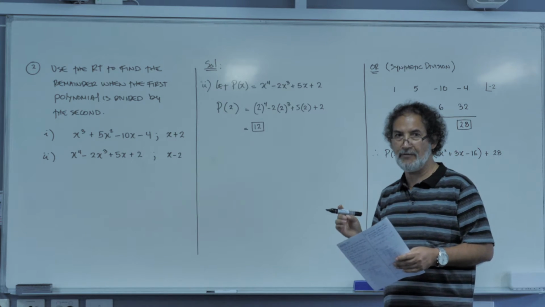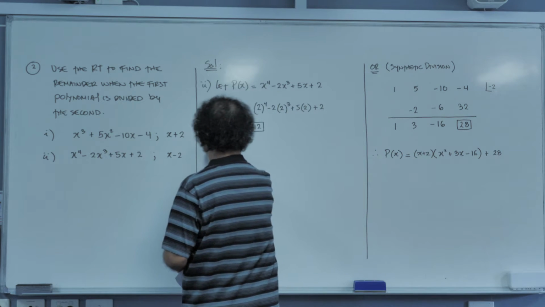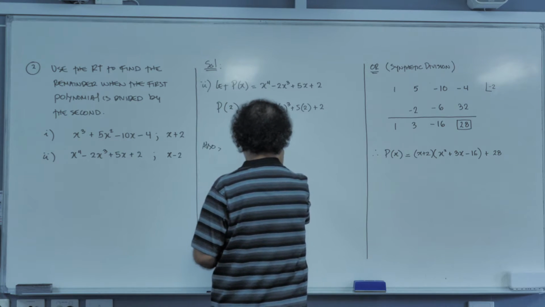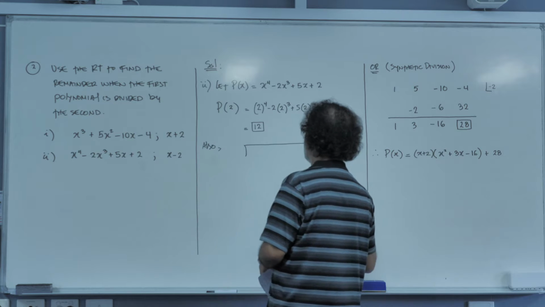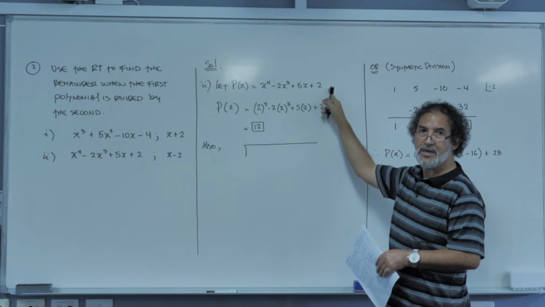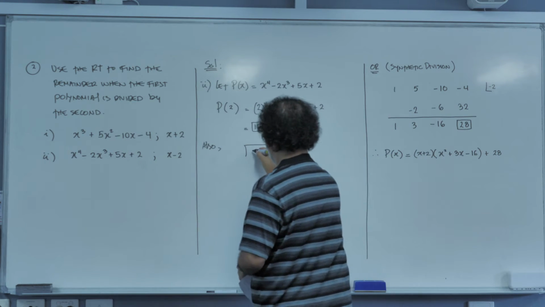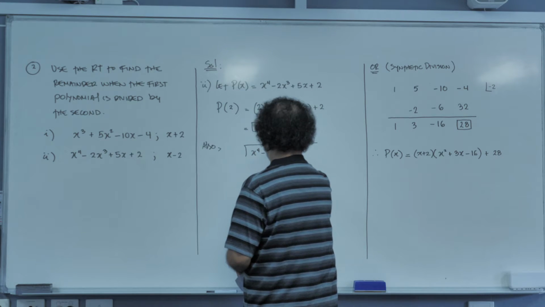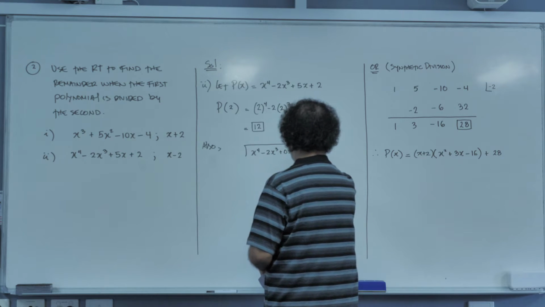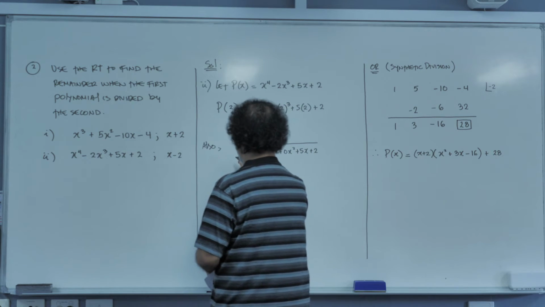Now we're going to double check. We're going to do the long division. So also, okay, and then you can see that there is a missing term in here. Can you see that the x squared is missing? Okay, so we need to be careful. So we're going to put x to the power 4 minus 2x cubed plus 0x squared plus 5x, and then plus 2. And we're going to divide that by x minus 2.